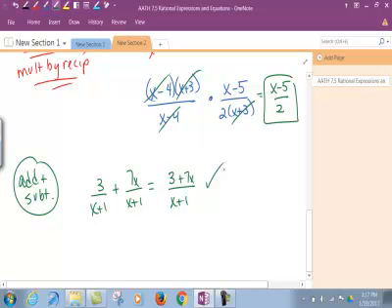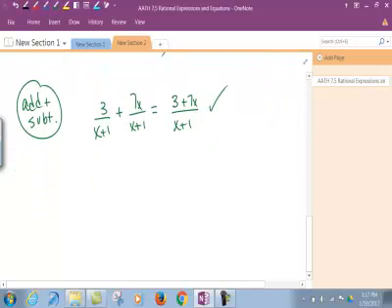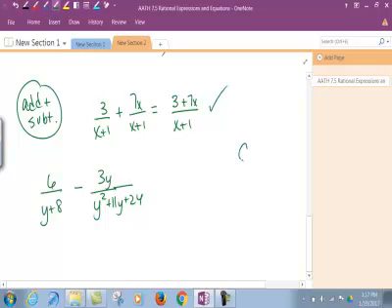Okay. But if the denominators are not the same, as in this one, so I have 6 over y plus 8, and I'm going to subtract 3y over y squared plus 11y plus 24. All right, so our goal here is we need a common denominator. So again, we look at the two of these. They don't look like they have anything in common at all, but if we factor the denominator on the right, we find we actually do have part of this in common.